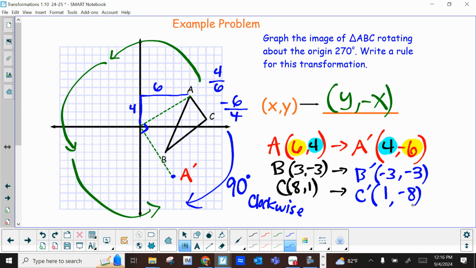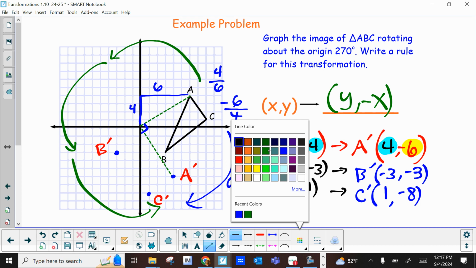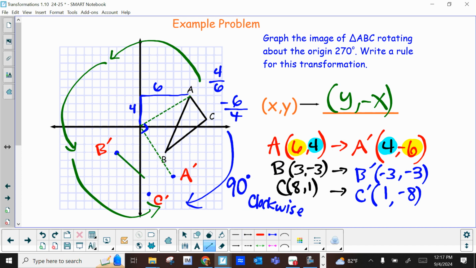Let's finish off this triangle. So B prime is at -3, 1, 2, 3, down 3. So there's B prime. And then C prime is at 1, -8. So 1 to the right, down 8. Here we are. All right, now let's connect them. So connect there to there, there to there, and there to there.